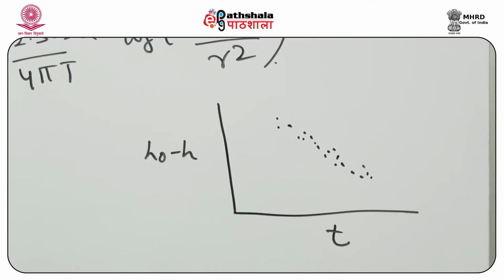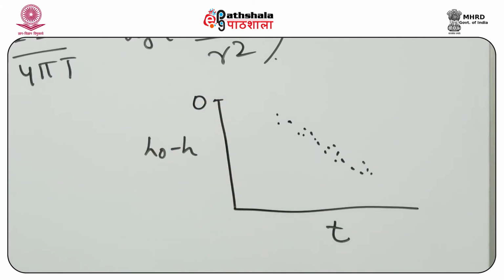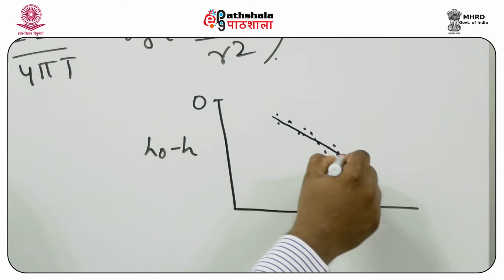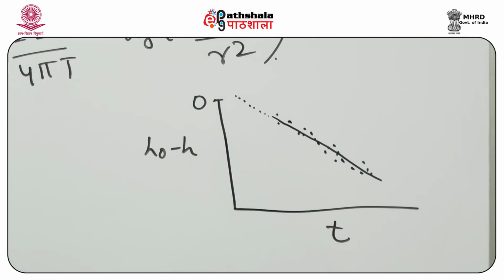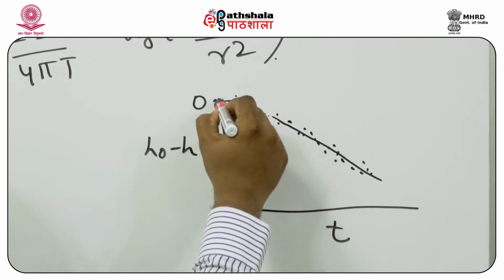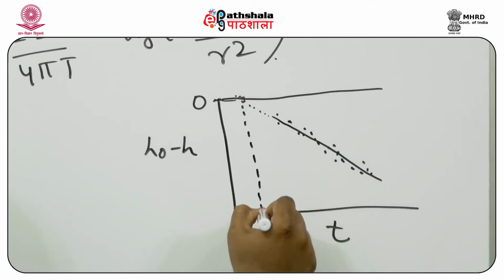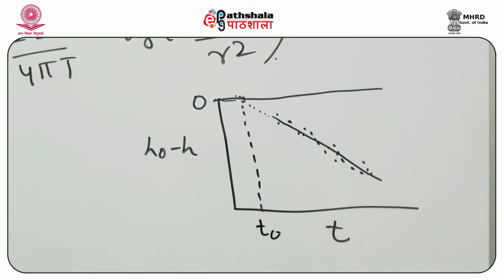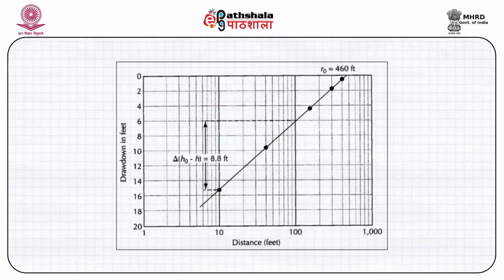Now in the graphical method, remember, the drawdown is 0 here. So if we fit a line which passes through these points, and extend it further towards the 0 drawdown level, wherever this meets the zero drawdown axis, the corresponding value of t is known as T0. The value of T0 is very, very important, so this is one parameter we get from the curve. Another is the slope of this line, which is basically delta H0 minus H.